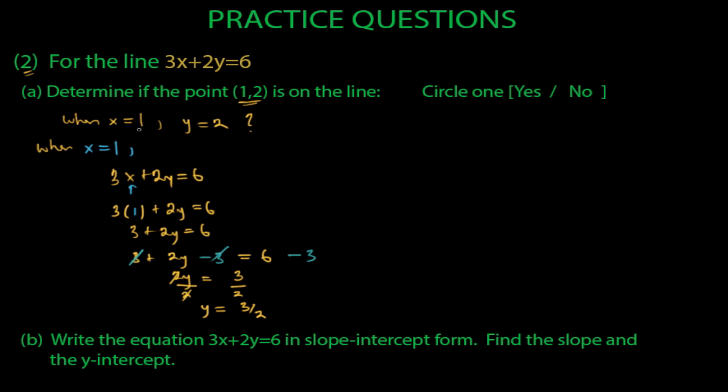But the hypothesis says that when x equals 1, y equals 2, and the y we obtained is 3 over 2. So this is a false statement. It says to circle one of them: is this true or is it false? It's false, so we would say no.